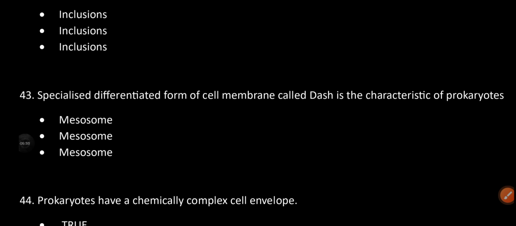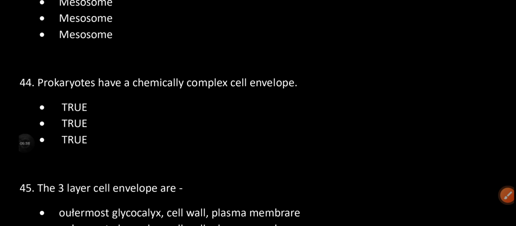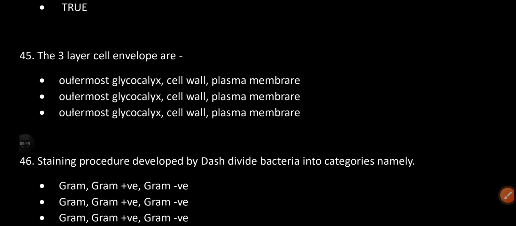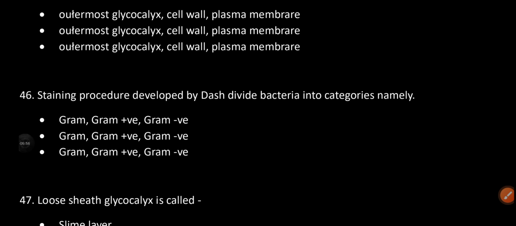Specialized differentiated form of cell membrane called dash is the characteristic of prokaryotes. Mesosome. Prokaryotes have a chemically complex cell envelope. True. The three layers of cell envelope are outermost glycocalyx, cell wall, plasma membrane.